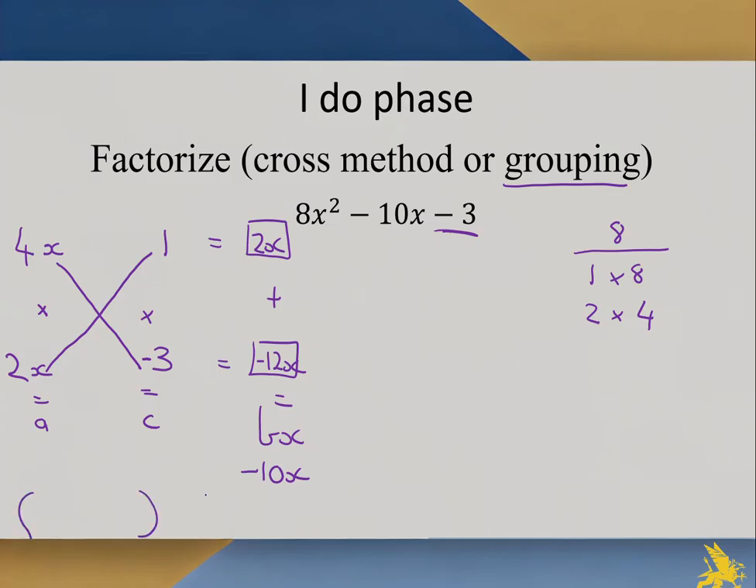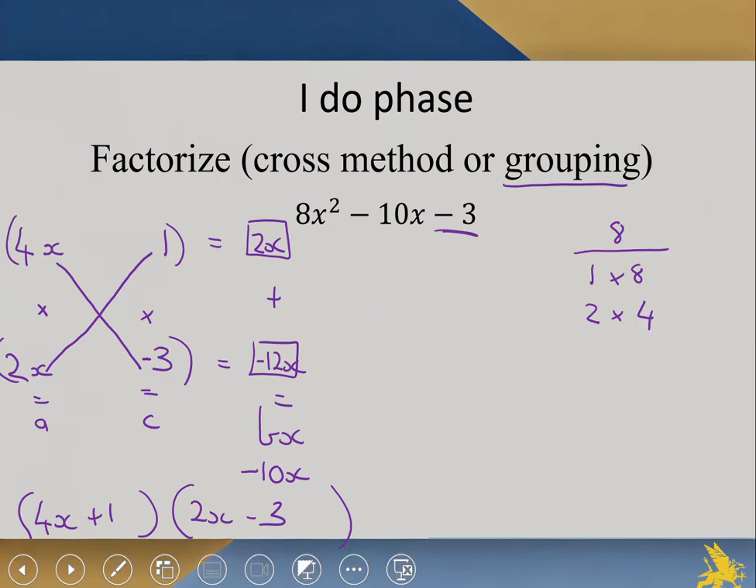So I can then put this here. And let's double check everything else. 2x times 4x equals 8x squared, which is my A. 1 times negative 3 is my C. So I've got my answer, which is 4x plus 1, 2x take away 3, because this is grouped. I'm just now going to erase this part here.